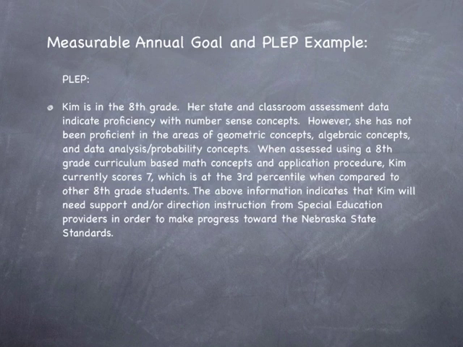And that's all information you would get when you're gathering all of that information about the student. When assessed using an 8th grade curriculum-based math concept and application procedure, so again in this case she's being monitored with AIMSweb, Kim currently scores 7, which is at the 3rd percentile when compared to other 8th grade students. The above information indicates that Kim will need support and/or direct instruction from special education providers in order to make progress toward the Nebraska state standards.